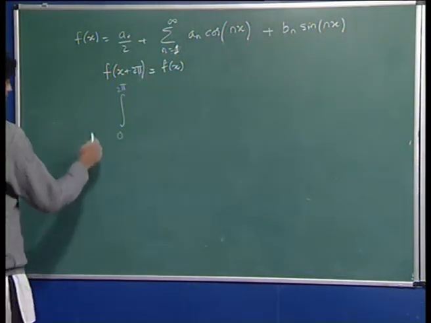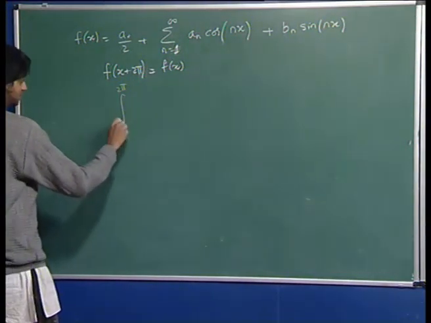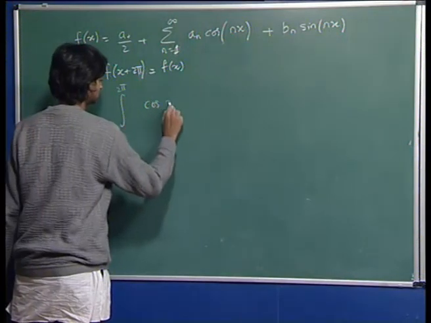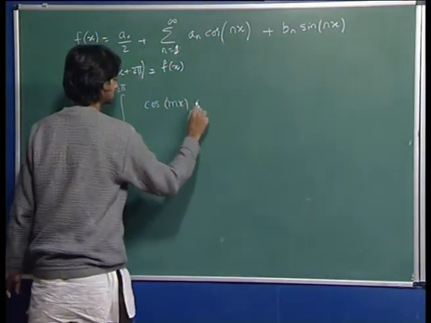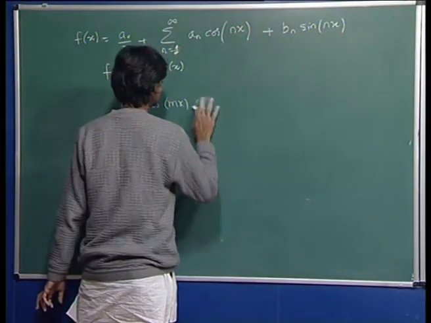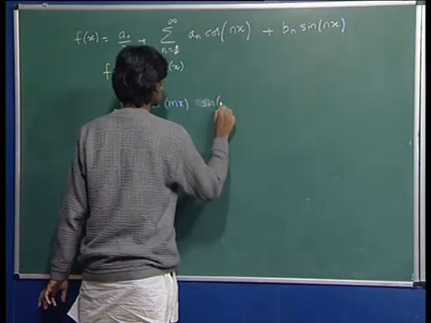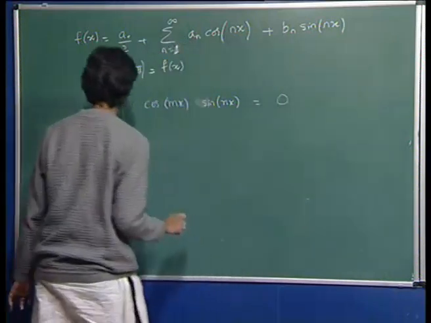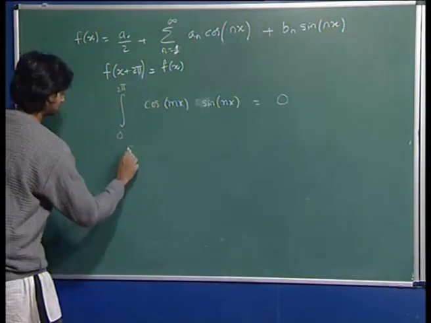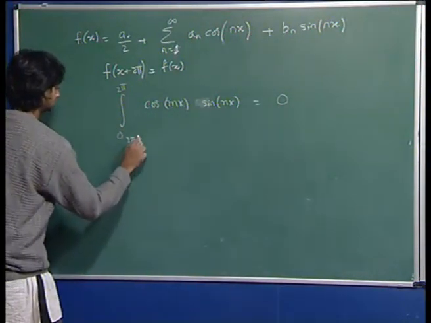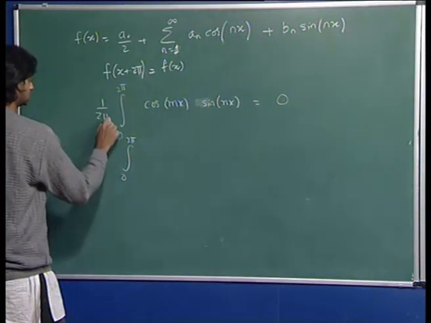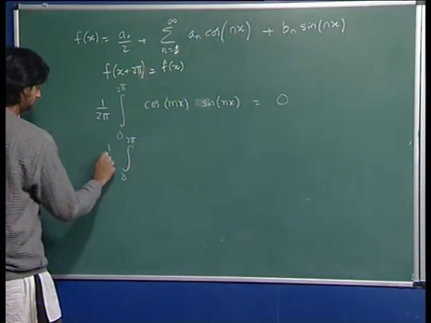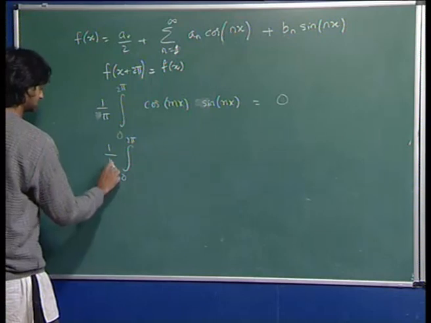Okay. So the orthogonality relations are: the integral of cos mx sin nx is equal to 0, and then you have the integral from 0 to 2 pi, 1 over pi, sorry.